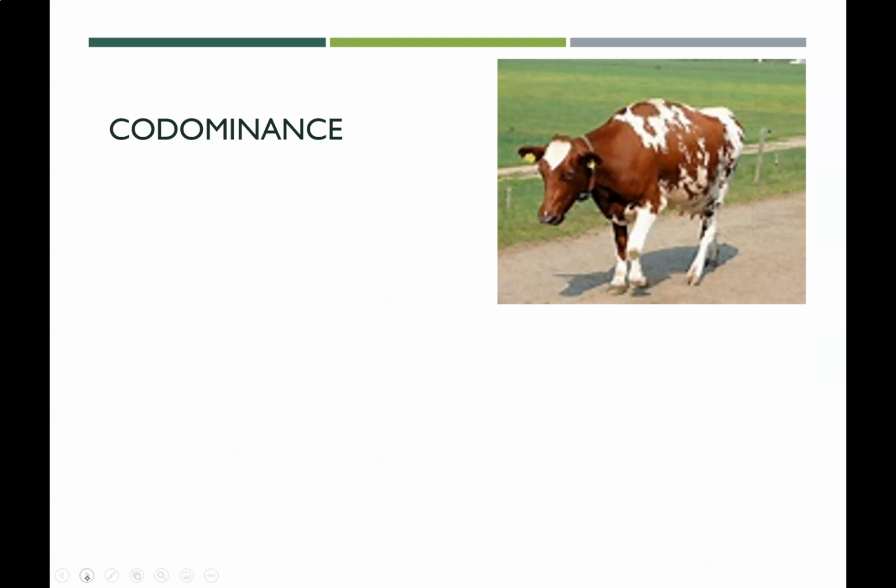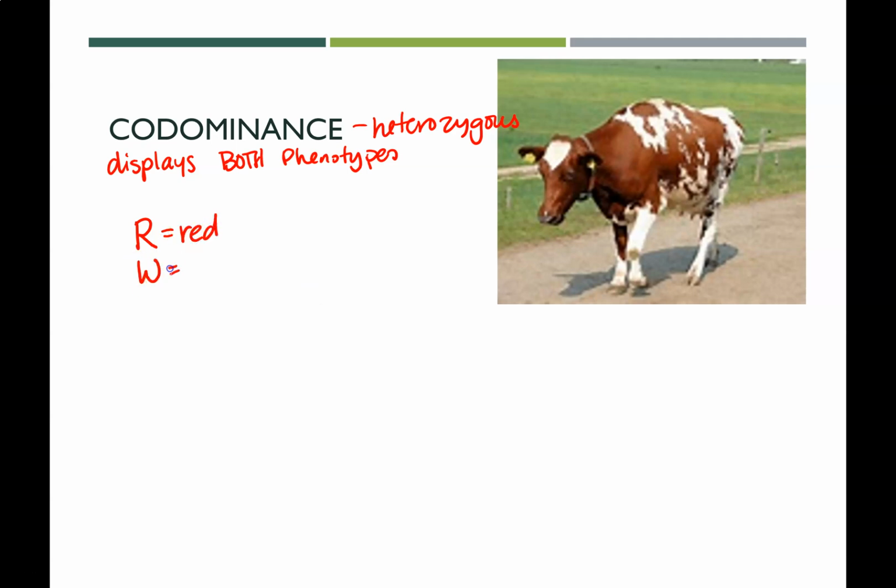For codominance, we have a similar situation. This is where a heterozygous individual displays both phenotypes together, not an intermediate, but distinctively shows both. So this cow, let's look at cattle color. So let's say that the red color is indicated by an R allele and white color is indicated by a W allele. Heterozygous individuals are going to be spotted red with white.